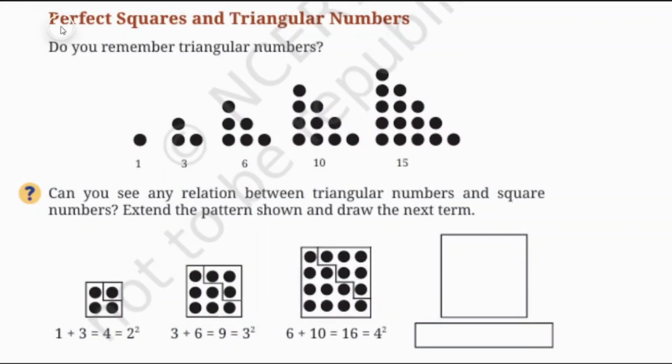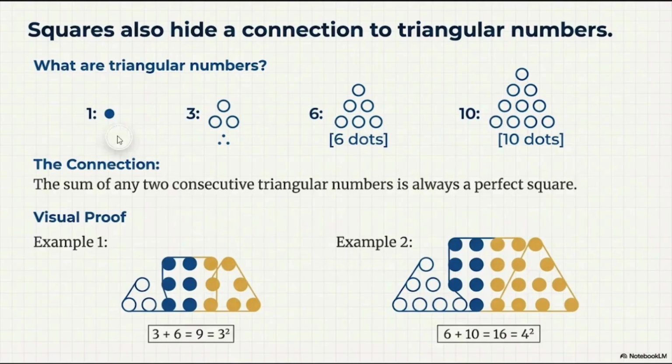So next we are going to learn perfect squares and triangular numbers. Now you know the triangular numbers means the number of dots which we use to form a triangle. Those are called triangular numbers. Now how are these triangular numbers related to the perfect square numbers, or how are these triangular numbers forming the square numbers? For this you can see the sum of any two consecutive triangular numbers is always a perfect square.